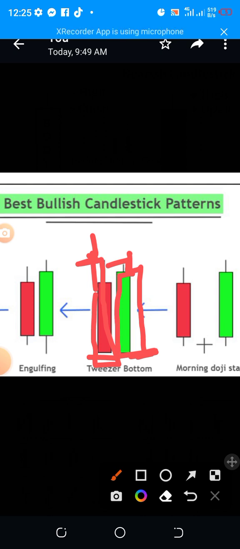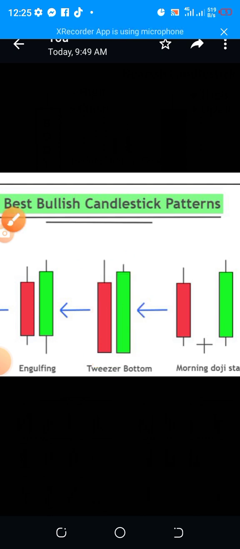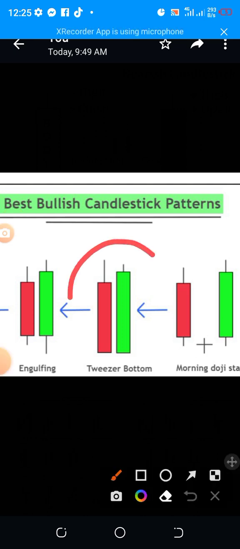So that is it. When it is a bullish tweezer bottom, it is like this. The body of the green candle is above the red candle. So that is the tweezer bottom. All those are reversal patterns.